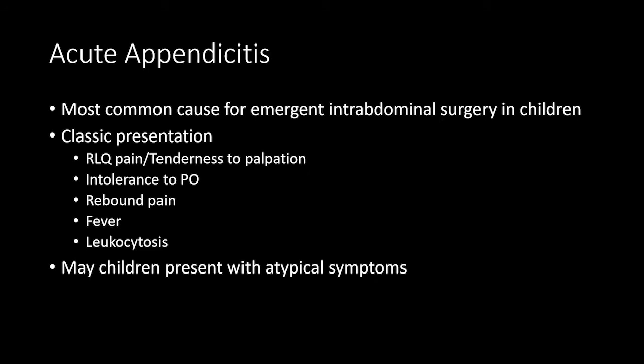Let's talk a little bit about acute appendicitis. It's the most common reason for children to present to the hospital and require an emergent intra-abdominal surgery. It has a very classic presentation with right lower quadrant pain, right lower quadrant tenderness to palpation, an intolerance to PO intake, rebound pain indicating peritonitis on physical exam, and fever and leukocytosis with a left shift. Despite this classic presentation, many children will present with atypical symptoms, making the diagnosis of appendicitis in young children challenging.